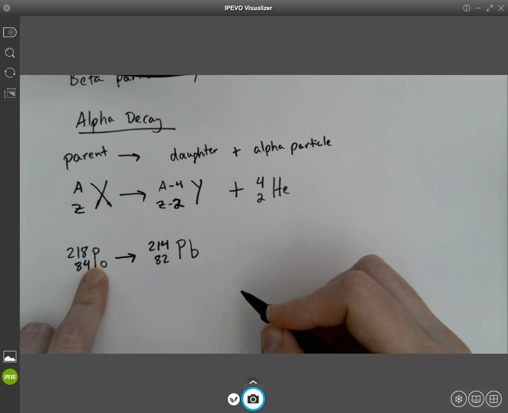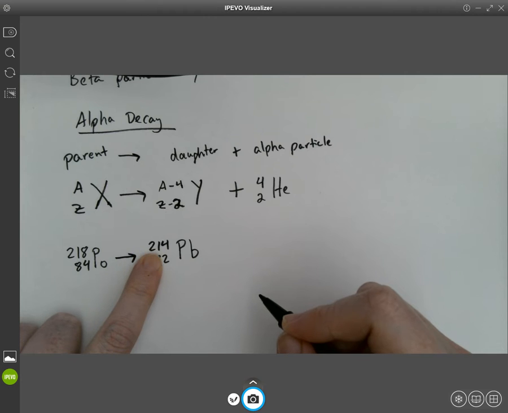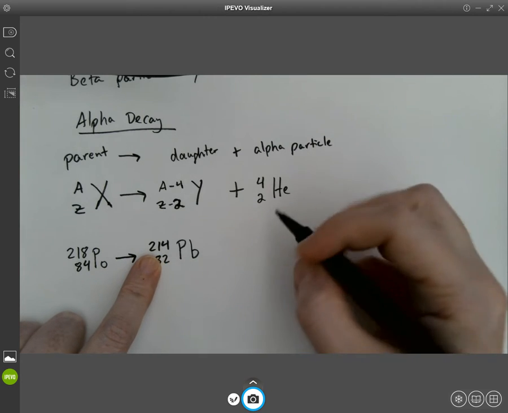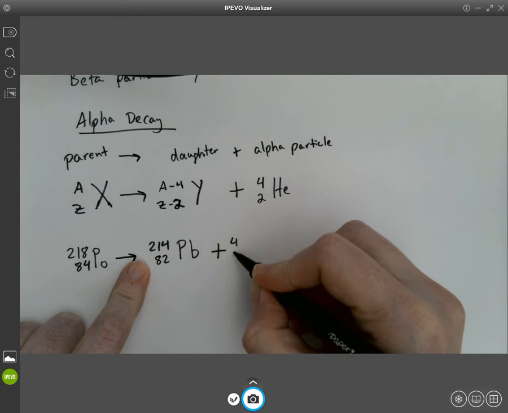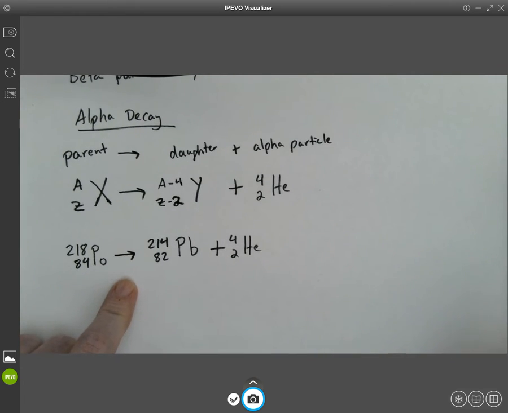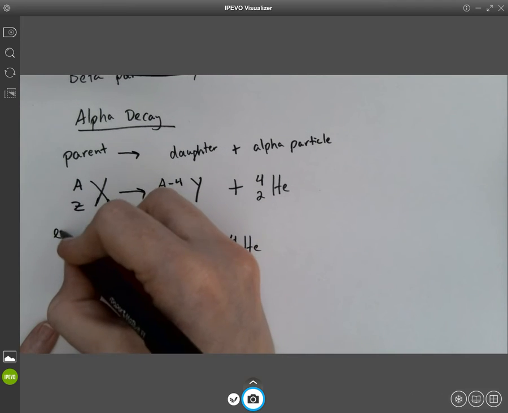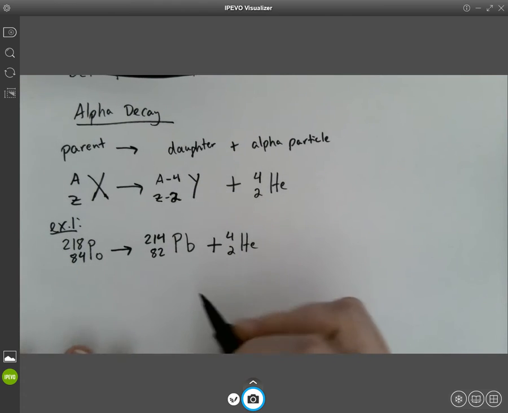So let's finish the equation here. We now have polonium 218 decays into lead 214, and we cannot forget our alpha particle. And we're done. So that's the first example. Now let's do example 2.